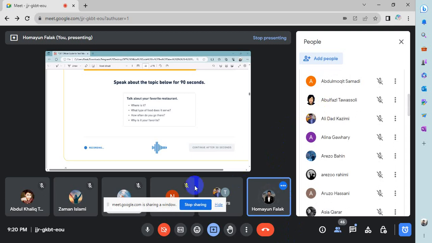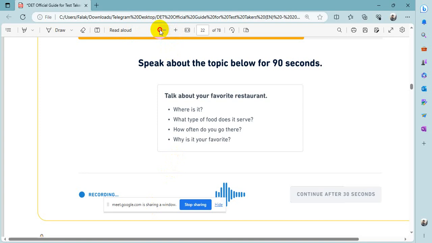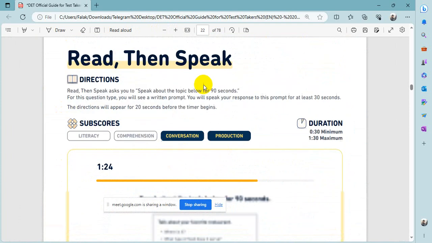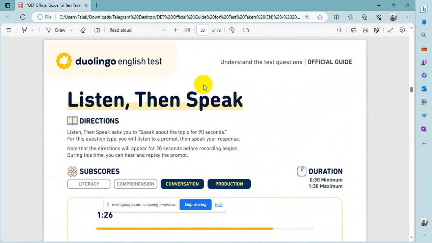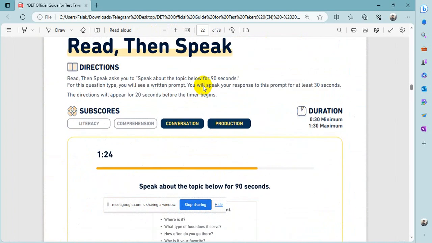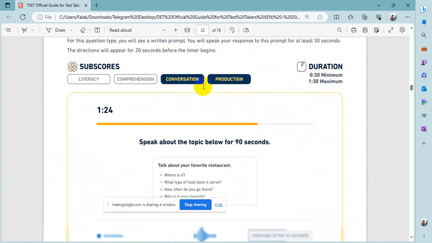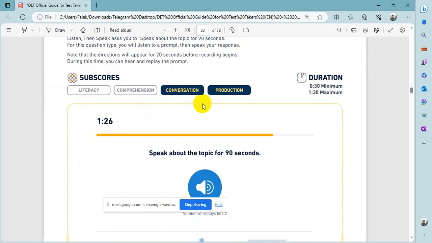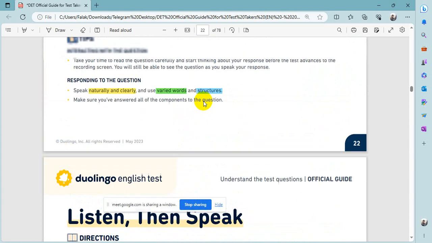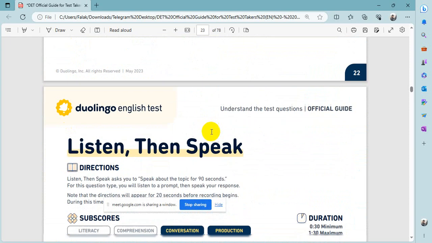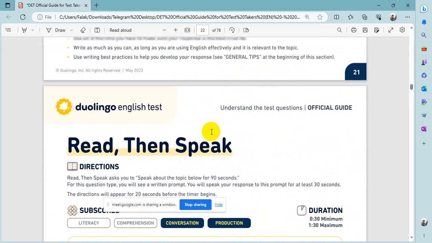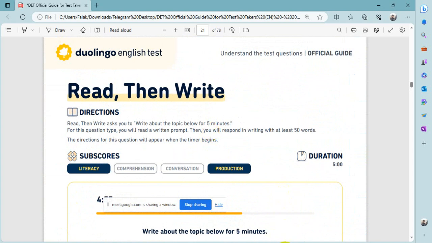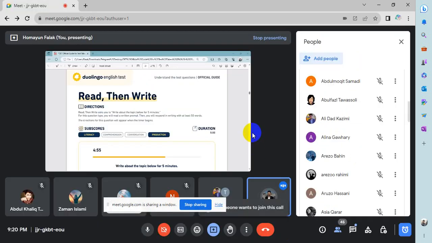That's it. Okay, guys, we are done with these 2 question types, particularly read then speak and read then write. The next question type is listen then speak, which is quite the same as read then speak. The difference is that in read then speak you have a written question, but in listen then speak they read you the question, and then you are supposed to talk about it. We will talk about this question type tomorrow, but for today's session we have just spoken about read then speak and read then write. That was the end of these 2 question types.